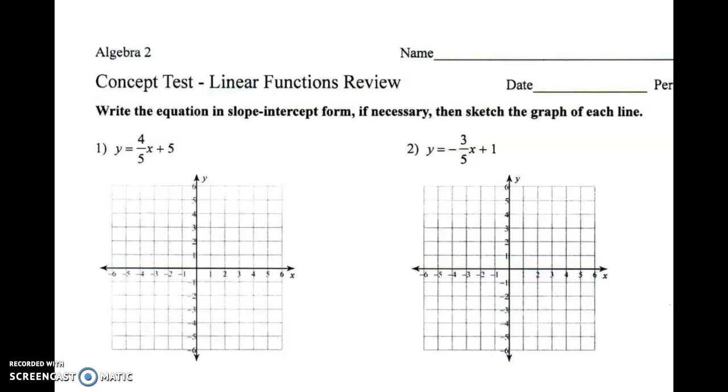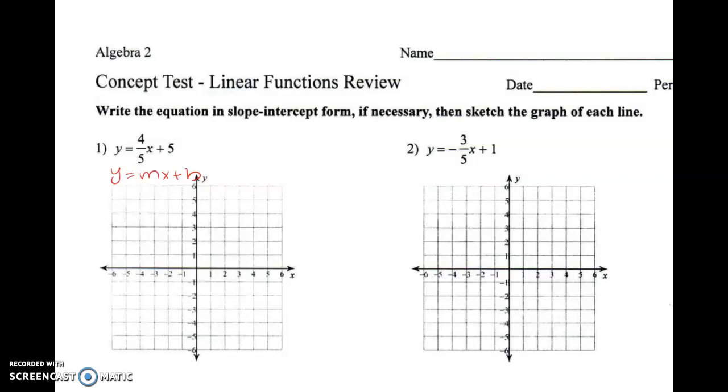Alright, so I'm going to be going over the questions on our concept test review. The first question says, write the equation in slope-intercept form if necessary, then sketch the graph of each line. The reason it says if necessary is because questions like number 1 and 2 are already in y equals mx plus b. So the first step is already done since it's in slope-intercept form.